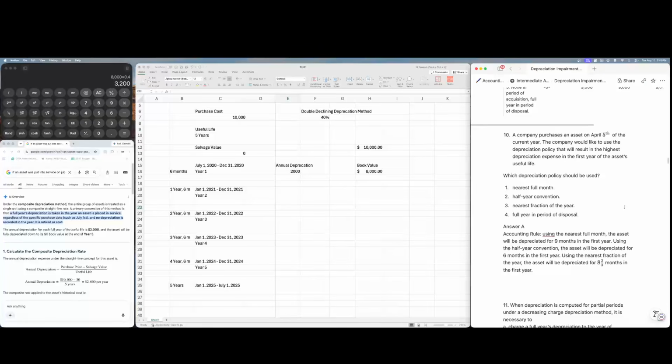If you guys want to know more about these conventions and how to calculate exactly whether a full year of depreciation, half a year of depreciation, the nearest fraction of the year, or the nearest full month should be used. But when it comes to partial year depreciation, really only sum of years is going to have that prorate, as well as there's certain nuances.